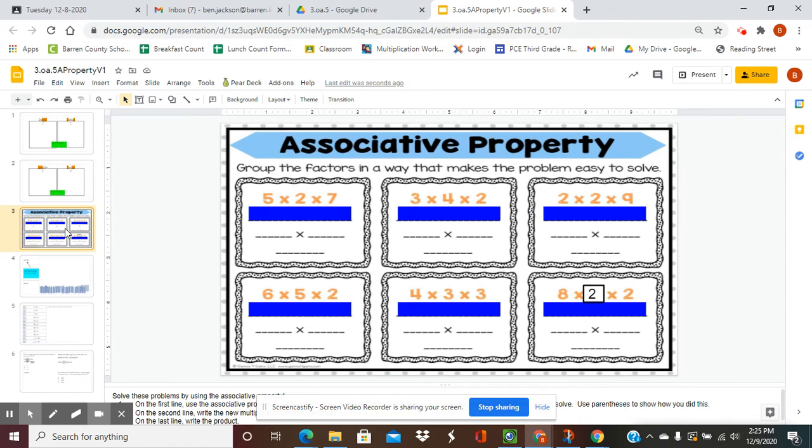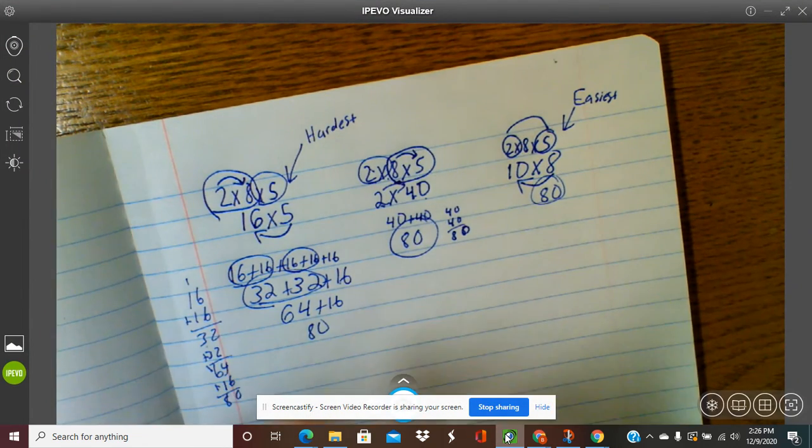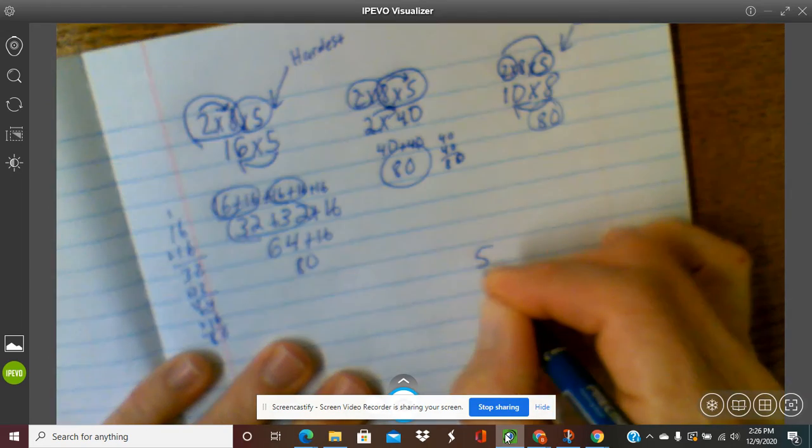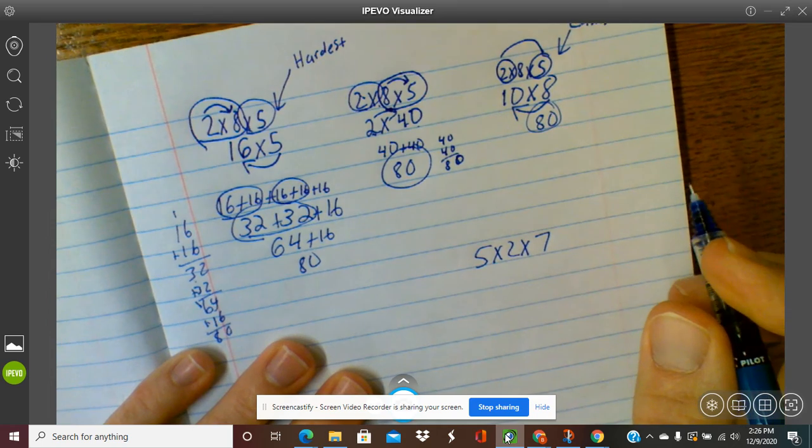On the next problem, this is what you've got. So we're going to do the first one together. You're going to pick out the way that you want to solve the problem. Okay? So you can solve it any way you want to. I'm going to solve it the hard way on the first one for you. So I'm going to go to my scrap paper. It's 5 times 2 times 7. So let me show you what could happen if you don't think ahead.